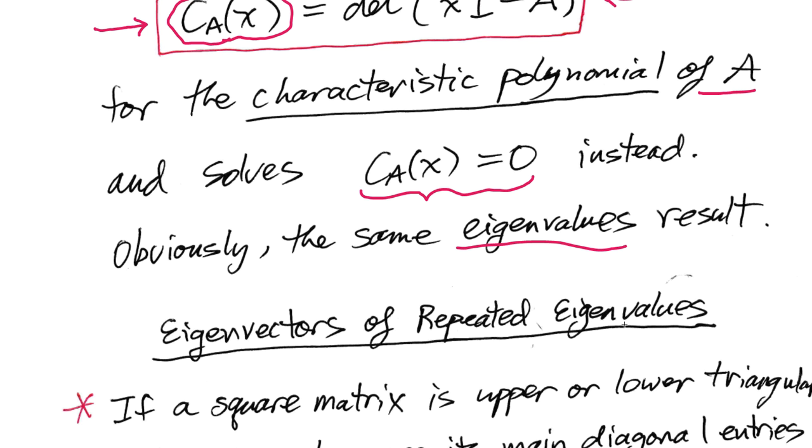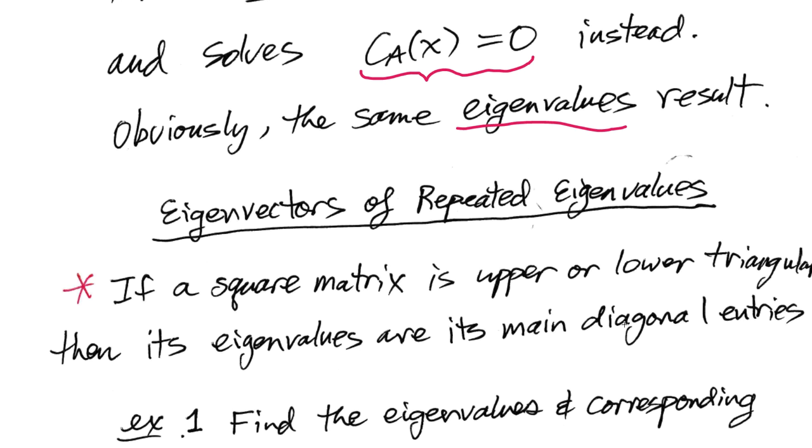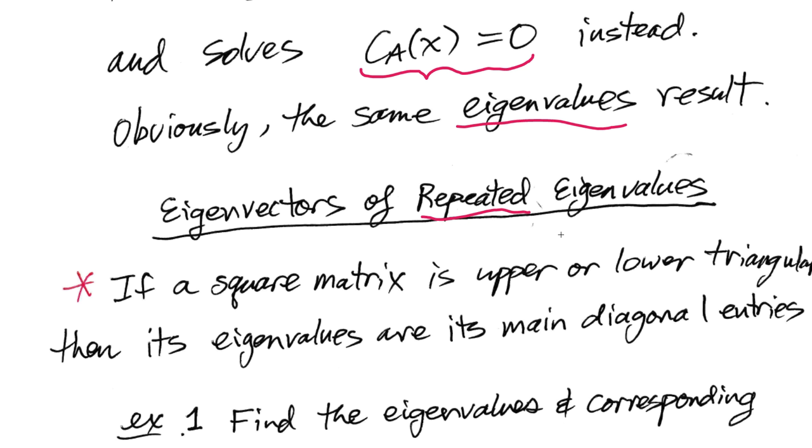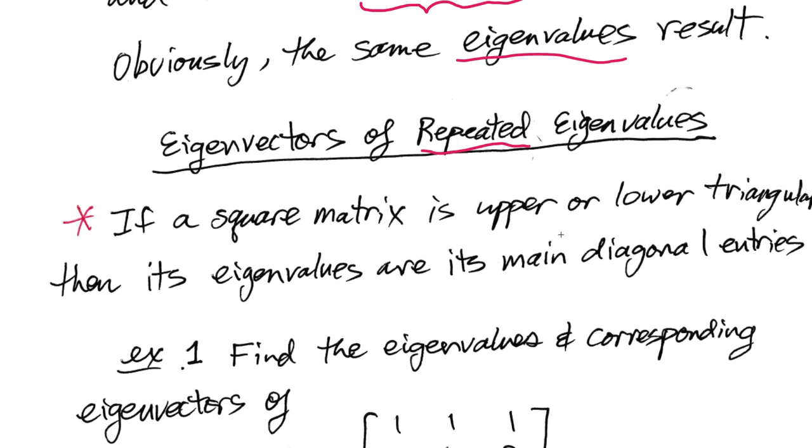Now I wanted to talk just a little bit about what happens with eigenvalues, or eigenvectors I should say, of repeated eigenvalues. Of course, you know from your college algebra experience that if I give you a polynomial and have you set it to 0, there might be some repeated zeros, right? There might be some repeated roots of that equation set to 0. So we might have repeated eigenvalues. What happens when you have repeated eigenvalues? Well, what I want to show you is different things can happen.